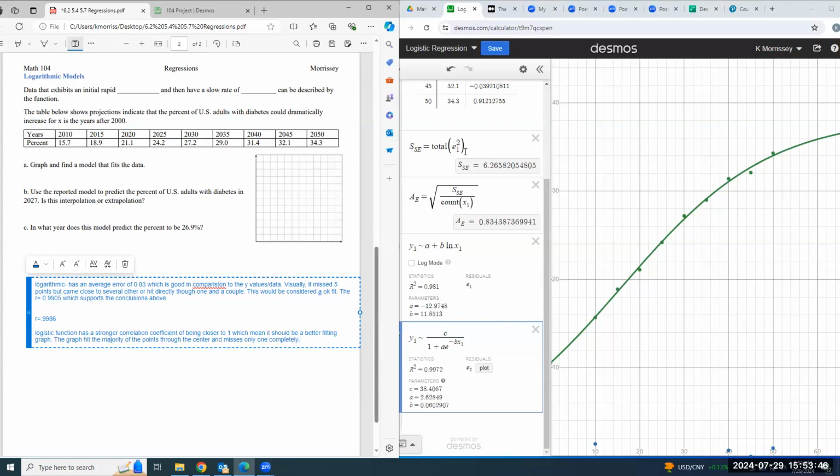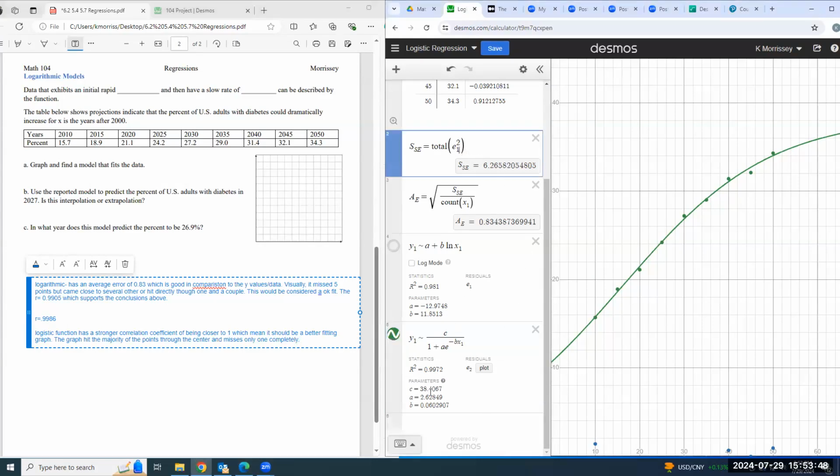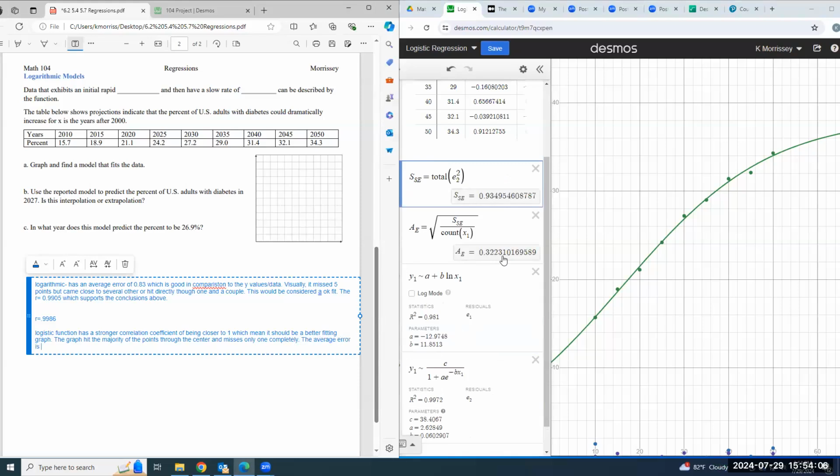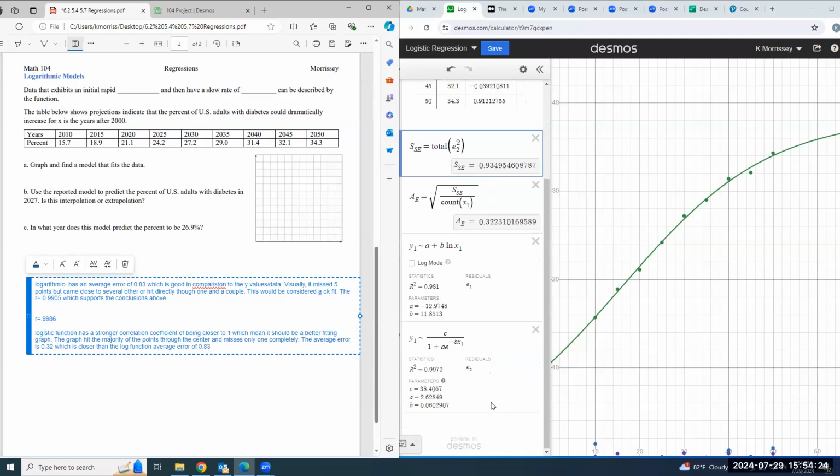And let's take a look at your average error. So we should conclude that your average error for this should be a lot less. Now, if we were to plot them, they should be in E2. So we're going to change that subscript to a 2. And then notice your average error is small, 0.32, which is closer than the log function's average error of 0.83. So on the whole, if we're between the two, the better fitting graph would be the logistic function.